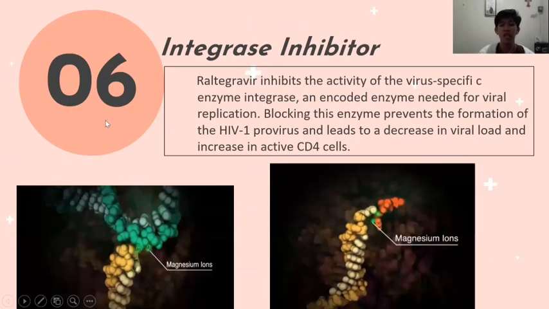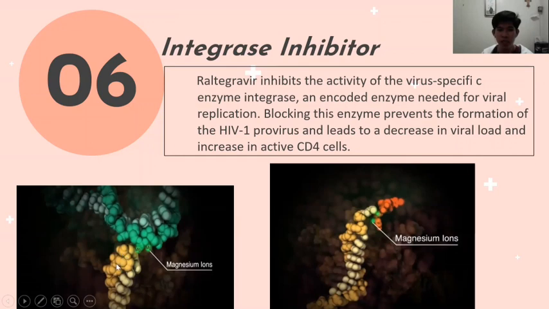Now, let's go to the integrase inhibitor. Under this mechanism of action, we have this drug, raltegravir. It inhibits the activity of the virus-specific enzyme integrase, an encoded enzyme needed for viral replication. By blocking this enzyme, it prevents the formation of HIV provirus and leads to a decrease in viral load and an increase in active CD4 cells. The enzyme integrase is responsible for the integration of the viral DNA into the host DNA.